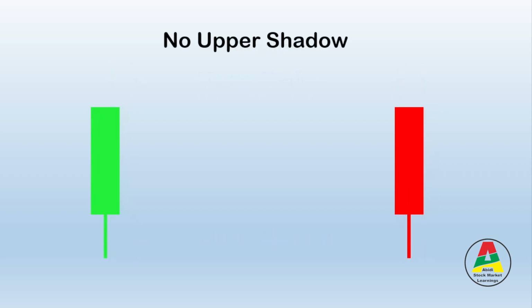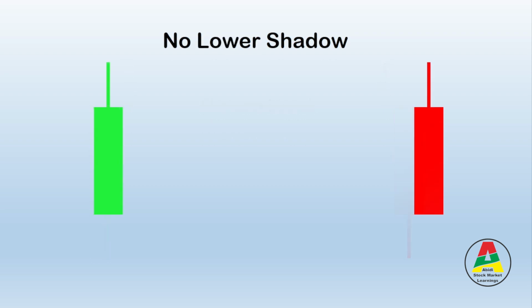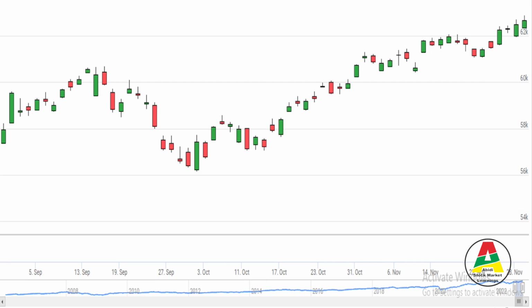If a candlestick line has no upper shadow, it is said to have a shaven head. A candlestick with no lower shadow is said to have a shaven bottom. Once again, to remind you, the Japanese used white and black candles. Nowadays, it is more commonly green and red in color.